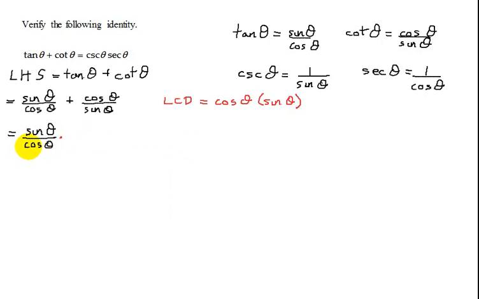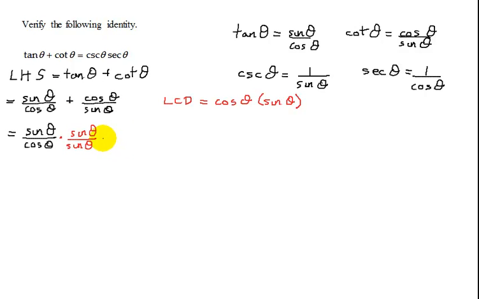So this first denominator has cosine theta in it. What am I missing? I'm missing a sine theta. So I have to multiply the denominator by sine theta and the numerator by sine theta, because really, what am I multiplying by here? Just 1, because sine theta over sine theta is equal to 1.